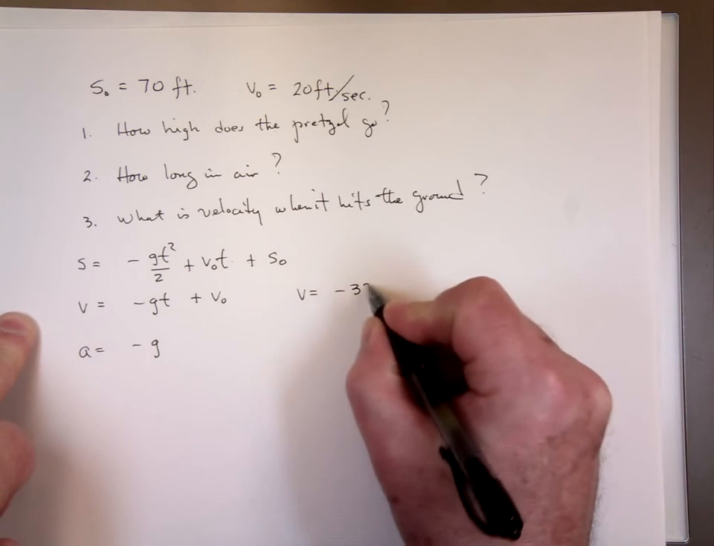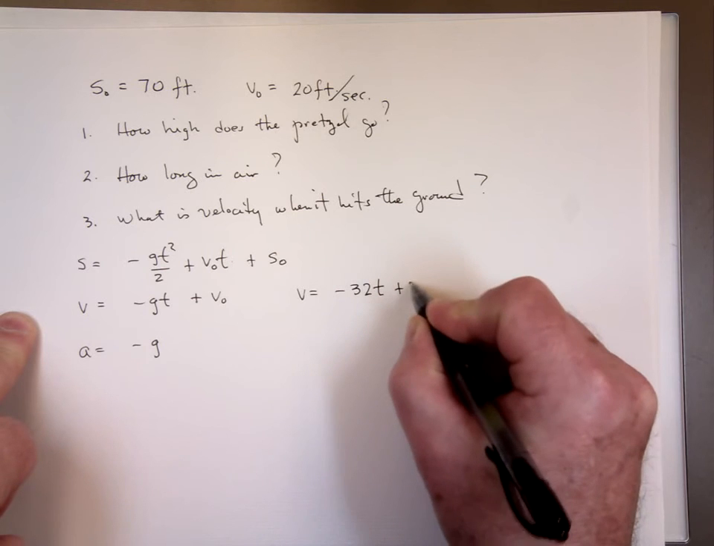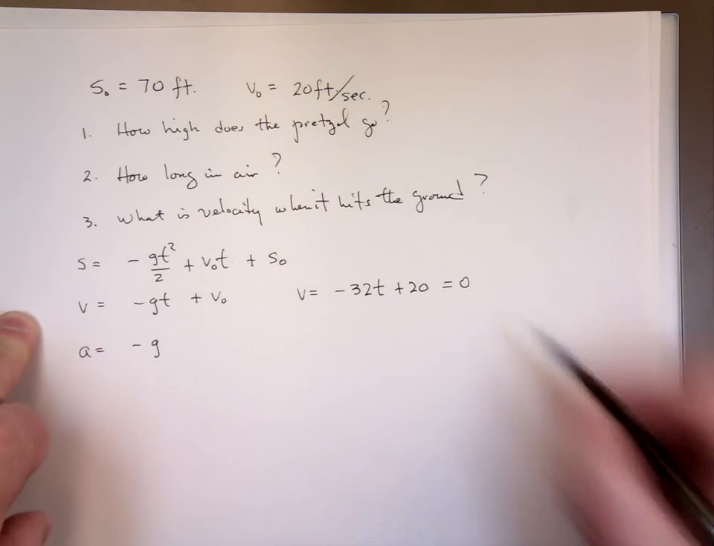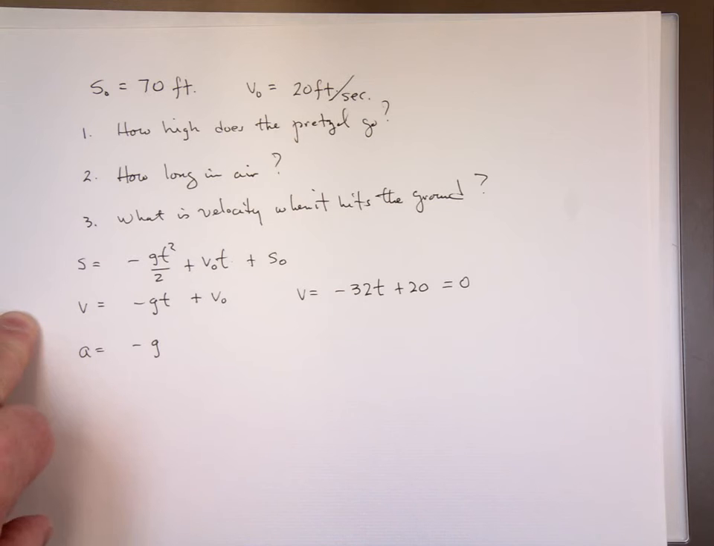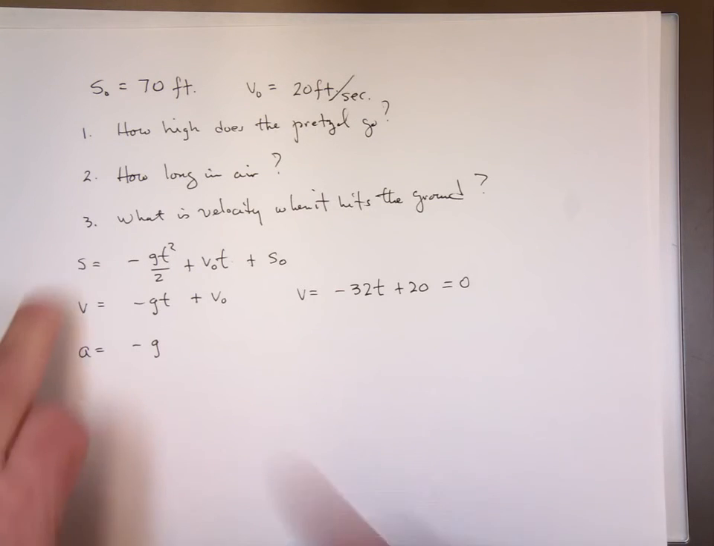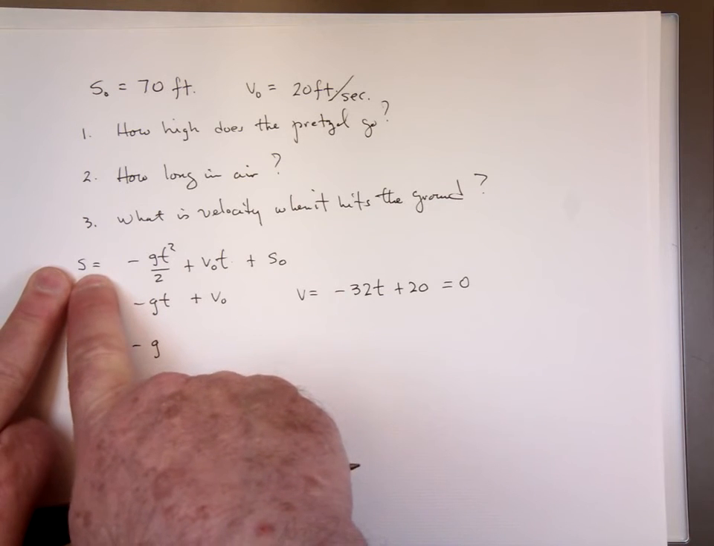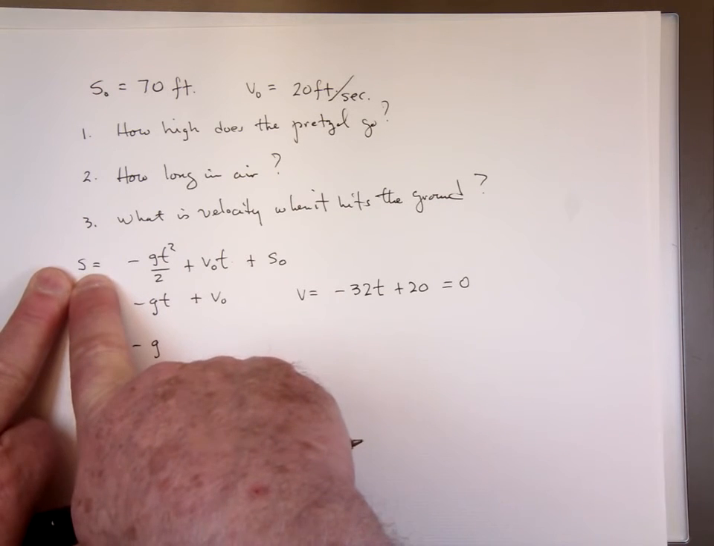And set it equal to 0. This will be the time it takes. Now, think about this a minute. We want to maximize the height. We want to maximize its position from the ground. How do you find a max min? How do you do max min problems?